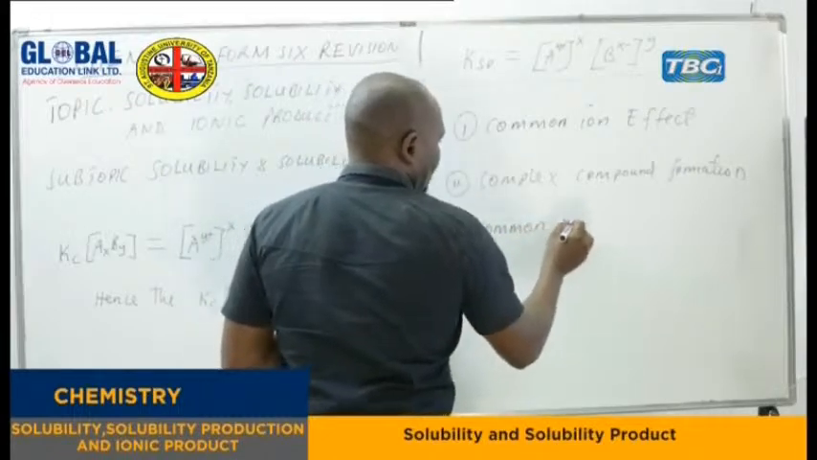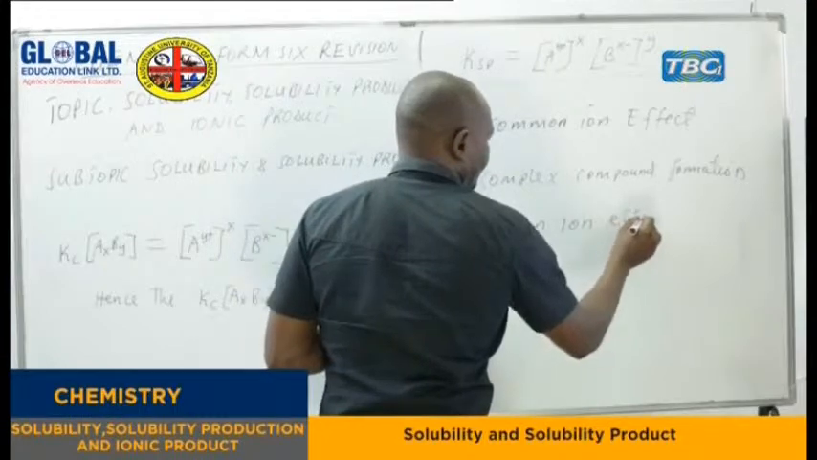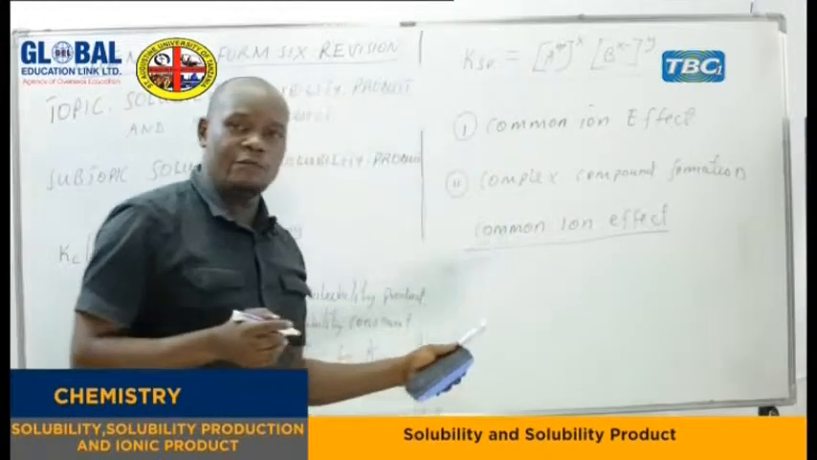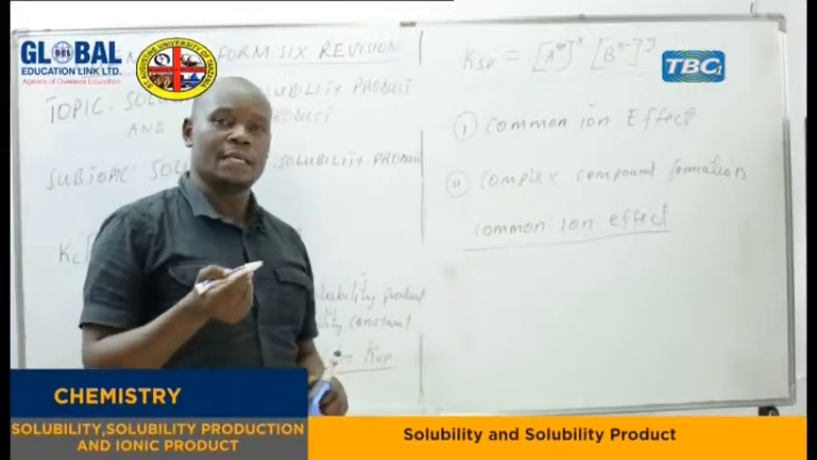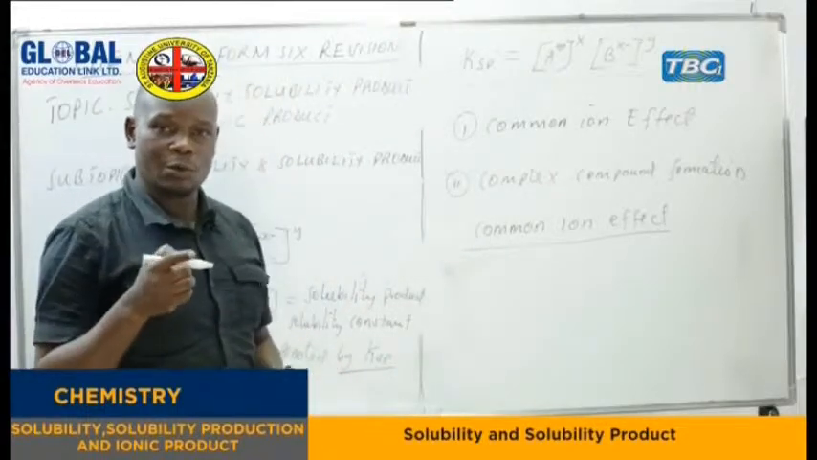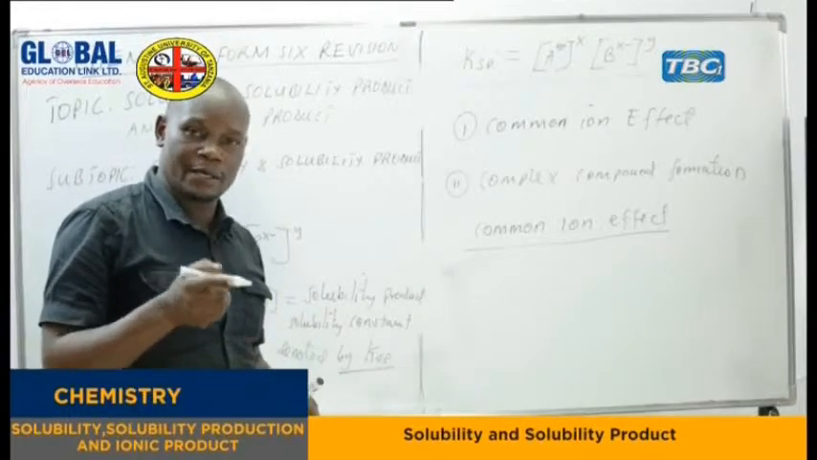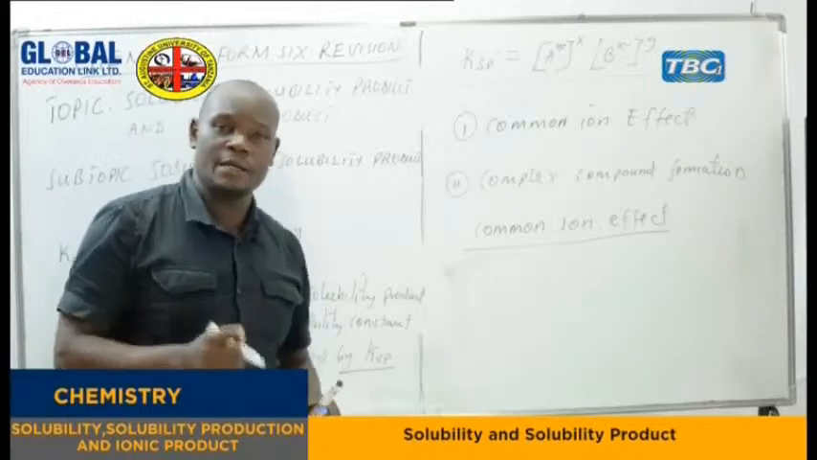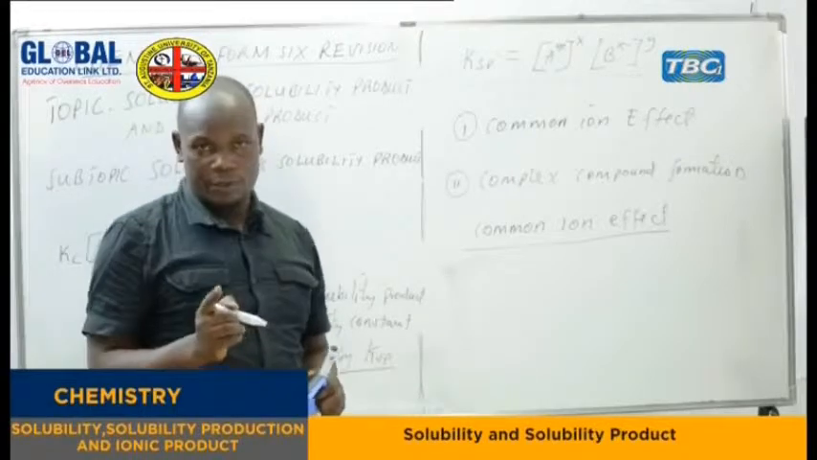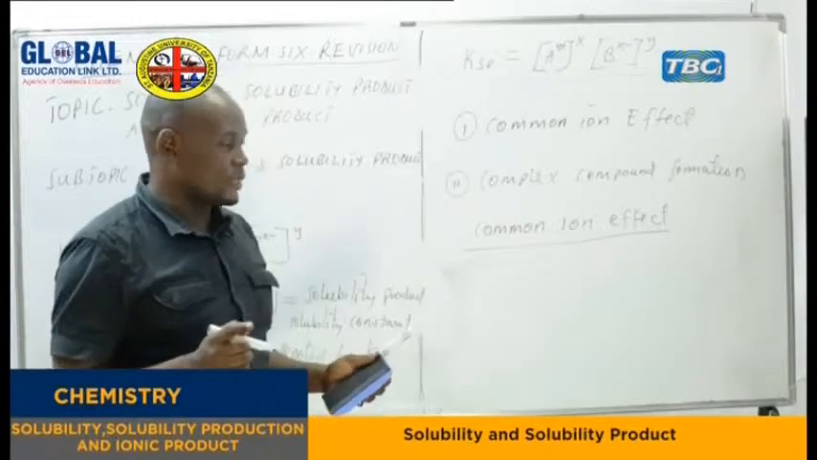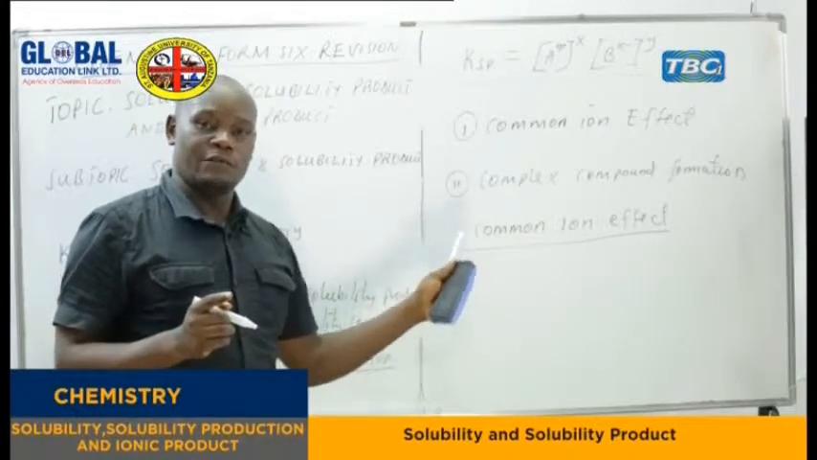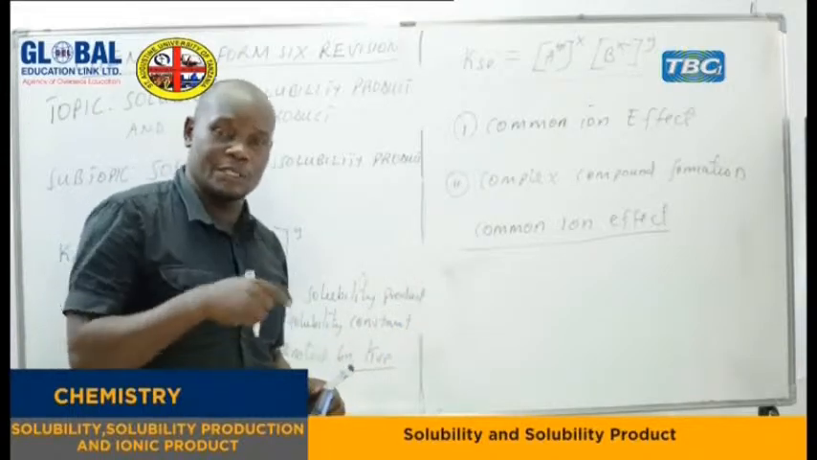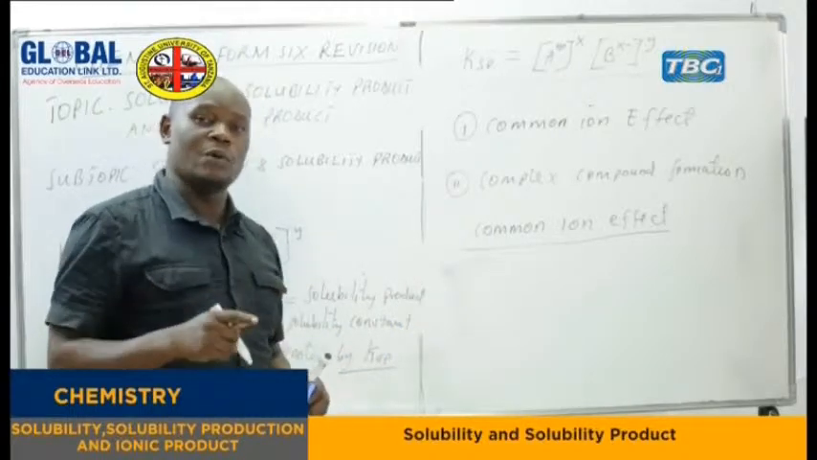Now, if we consider the common ion effect: common ion effect is an effect which decreases the solubility of a substance when that sparingly soluble substance is added into a solvent containing one of its ions. That is what we call the common ion effect. So an effect which decreases the solubility of that substance in that solvent is known as the common ion effect.